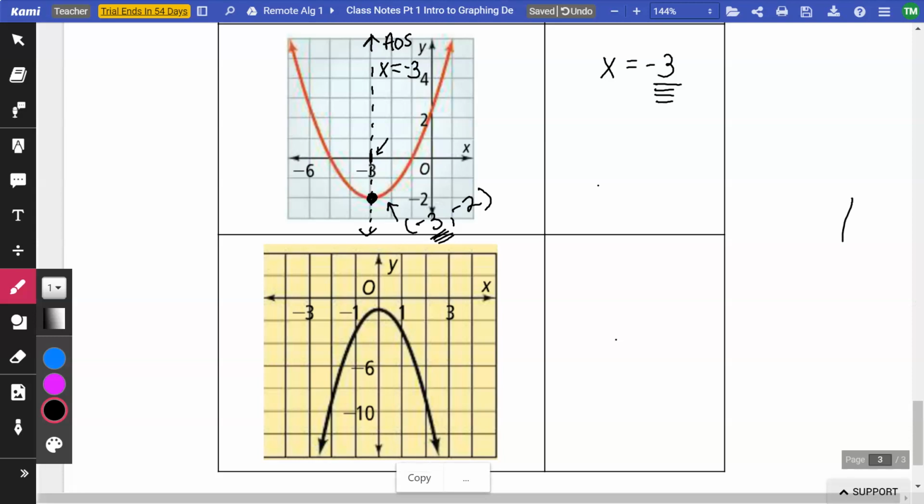So why don't you go ahead and figure out the axis of symmetry on your own for the third one. Pause the video and then press play when you're ready to check your answer.